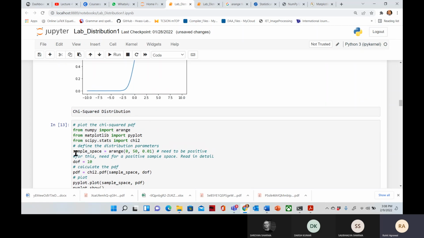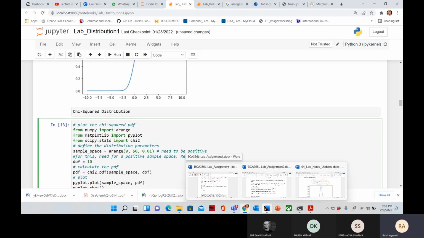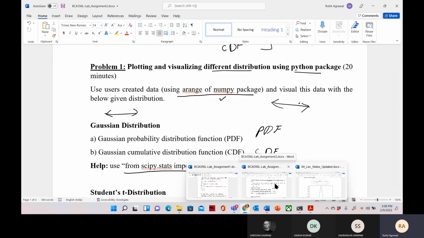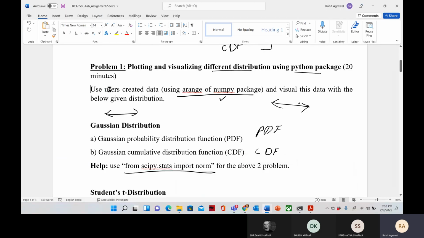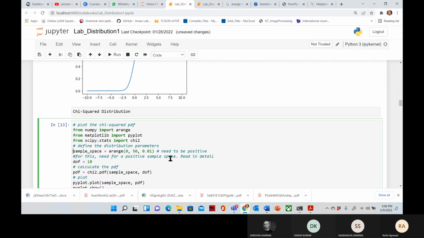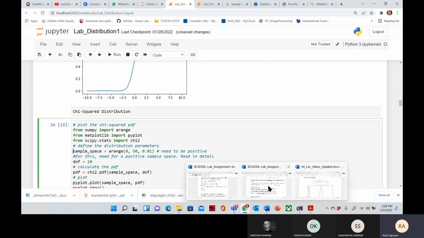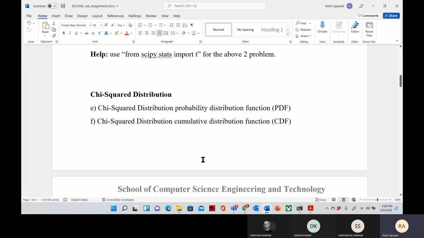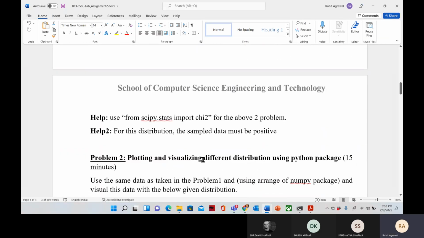Here we are taking this data. In the question I mentioned we are taking user-defined data, user created data. In the next question you need to create your own. So the next question, see here, if this is clear, these three questions I have discussed.